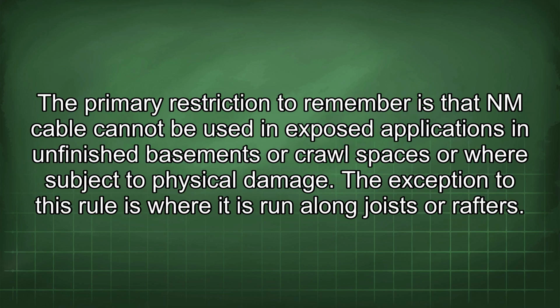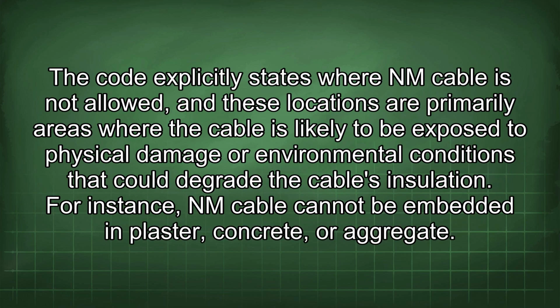The primary restriction to remember is that NM cable cannot be used in exposed applications in unfinished basements or crawl spaces or where subject to physical damage. The exception to this rule is where it is run along joists or rafters. The code explicitly states where NM cable is not allowed, and these locations are primarily areas where the cable is likely to be exposed to physical damage or environmental conditions that could degrade the cable's insulation.